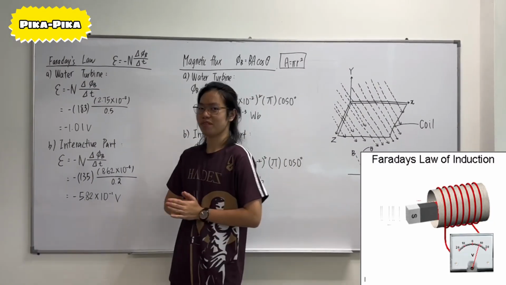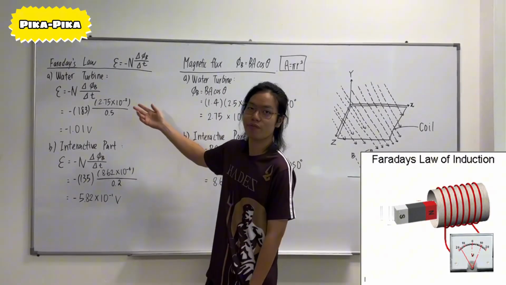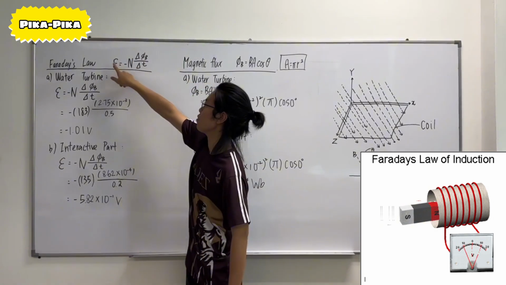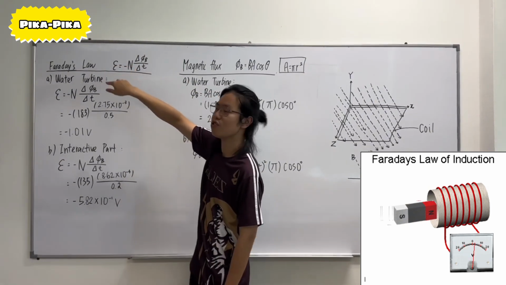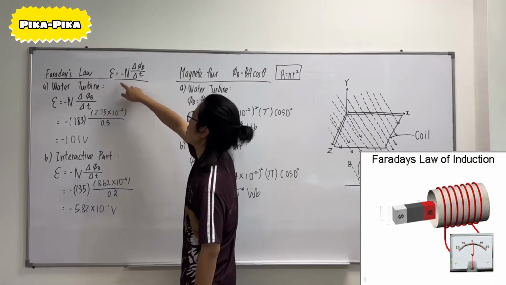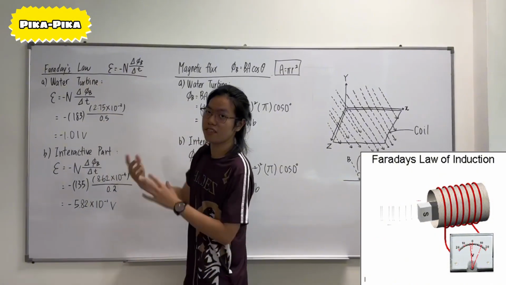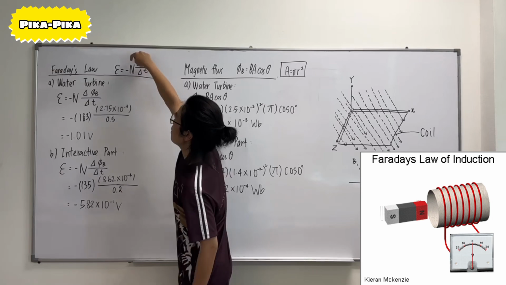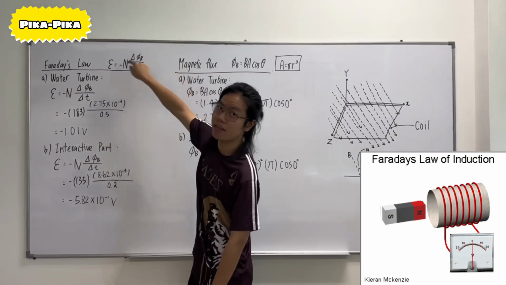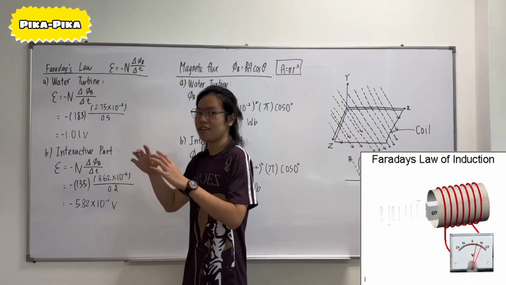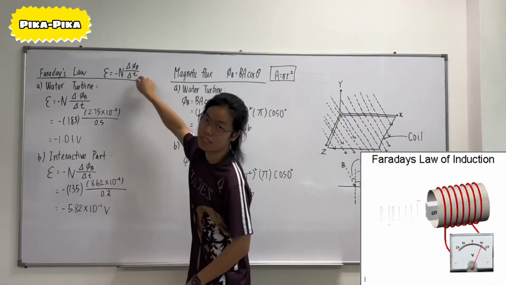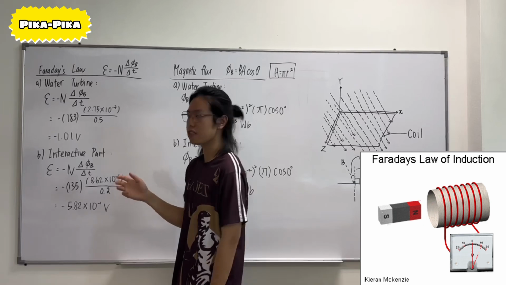Okay, good morning, good afternoon. Now we move to Faraday's law. This is the formula for it. This symbol is the EMF produced, electromotive force produced. The negative sign is just the direction, not that important. This is the number of turns of coil, N. And this is the change in magnetic flux, which is the value that you calculated just now. And this is the change in time each time. You can measure it using a stopwatch.